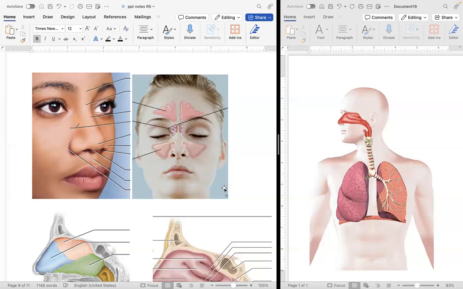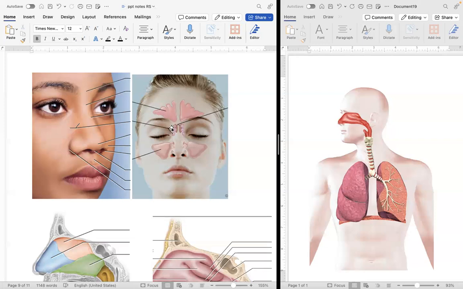The first one, situated here, is called the frontal sinus. It is located in the forehead, right above the eyes, as we can see. Generally, it helps reduce the weight of the skull and helps with the resonance of the voice.